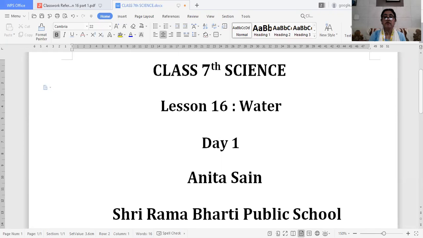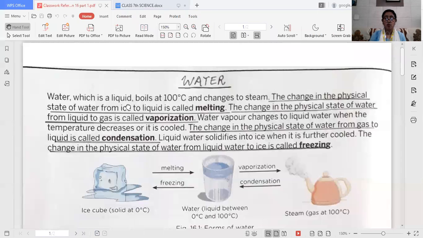Today I will explain a few topics from water. So let's start. Now, water. We all know water is one of the most essential constituents of life, and rain is the main source of water on the earth. So we know that water always exists in three different forms: solid, liquid, and gas.